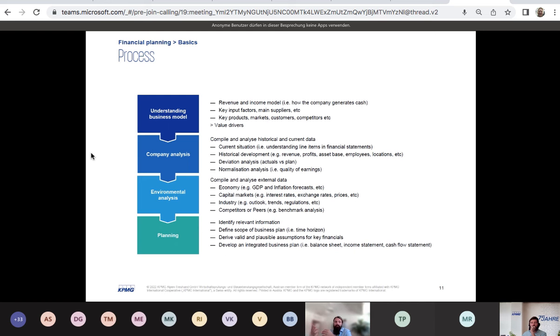And then, of course, you go on with the income statement. You look into the historical development. How did the top line develop? How did the bottom line develop? What were the factors influencing this development?